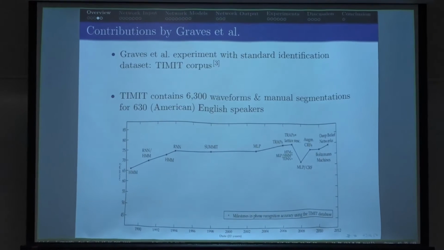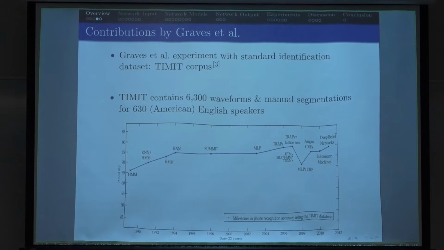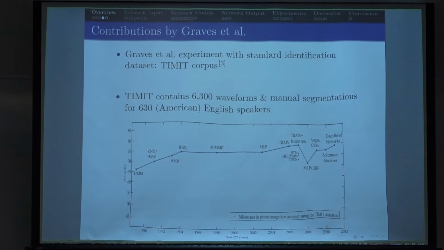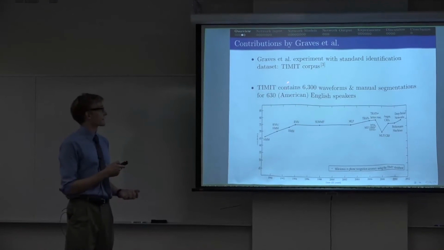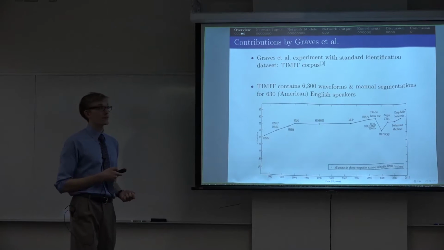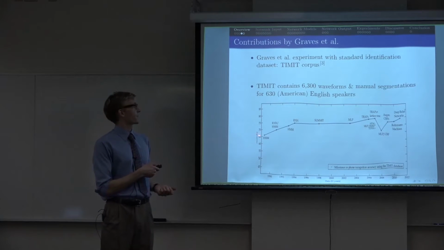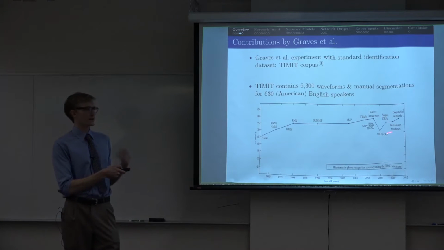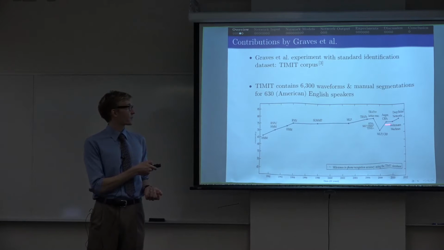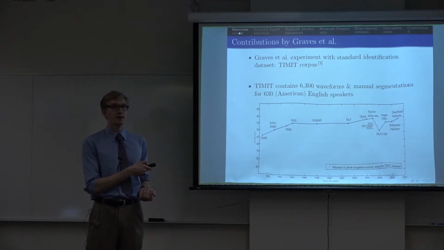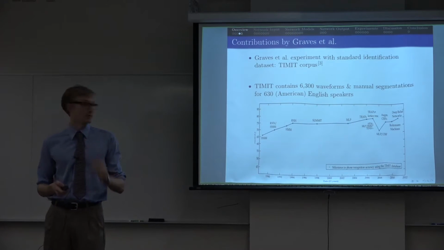So the main contributions of this paper were some studies done with the TIMIT corpus. This is the Texas Instruments MIT corpus, and it's a very standard data set in the field of speech and phoneme recognition. It is 6,300 waveforms, made from 630 American speakers. And the historical results have generally been stalled at about 80% correct recognition. In the past few years, there's been a fair bit of progress by neural networks and Boltzmann machines. And just the year previously, the best result reported was about 80% correct recognition.